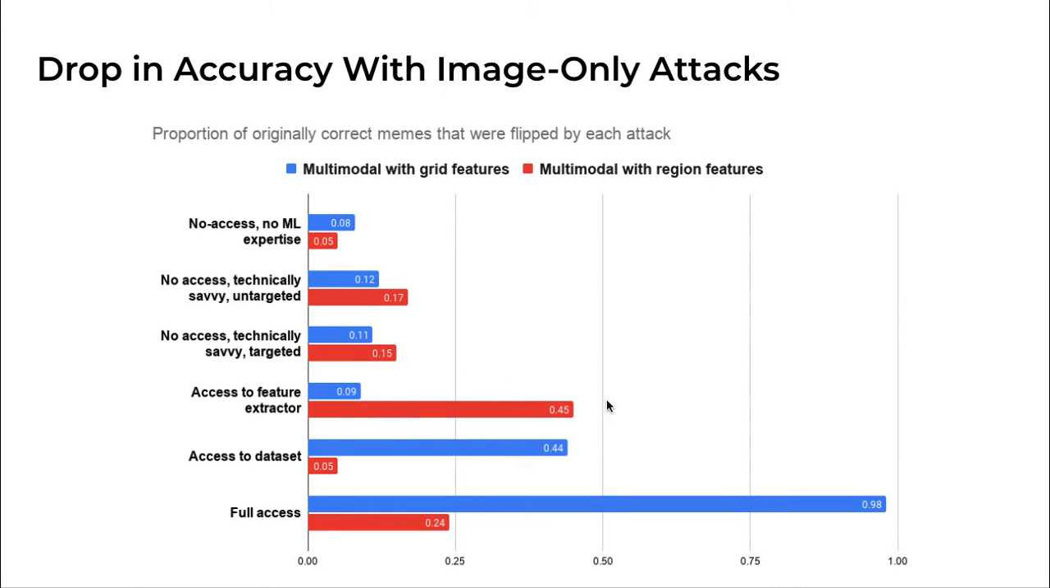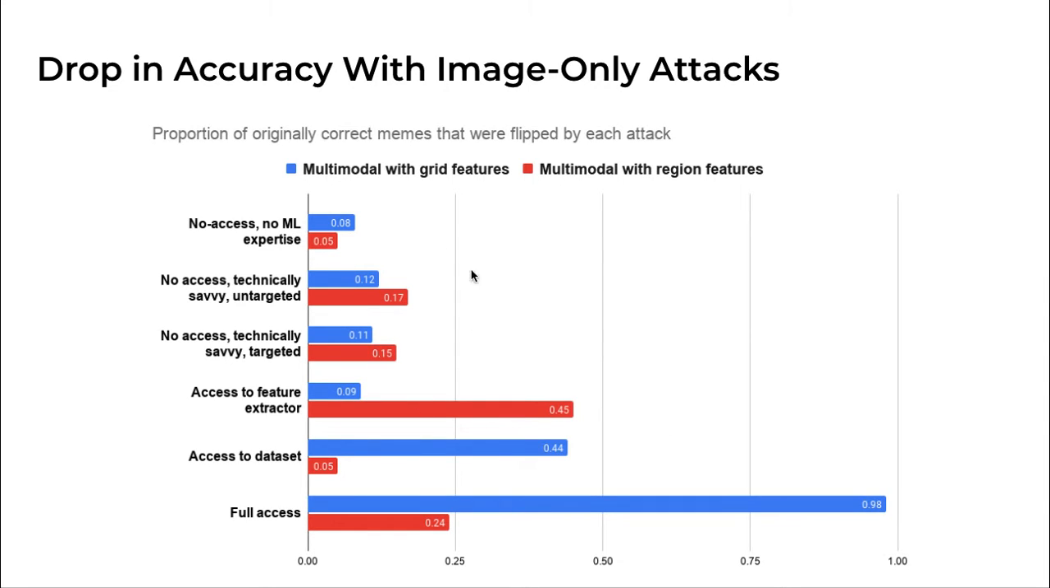In the middle, we have pretty strong attacks as well, not 98% strong, but with access to the data set, this corresponds to the light gray box attack, where we backpropagate through a similar model and use transferability. With grid feature models, we can reduce accuracy by up to 44%. And with region feature models, we can reduce the accuracy by 45%. I will note that this particular result here is bounded by the performance of the models on our target memes with matching text.